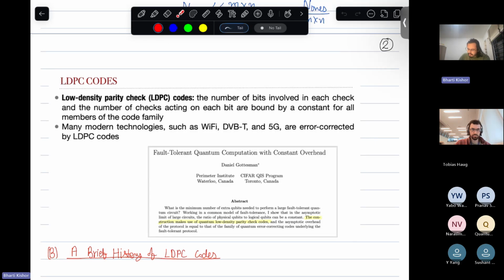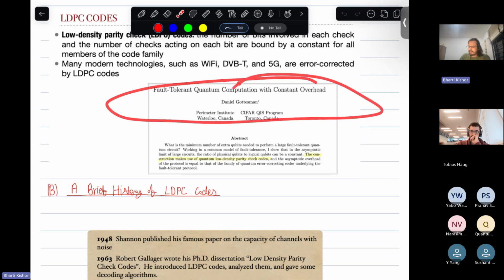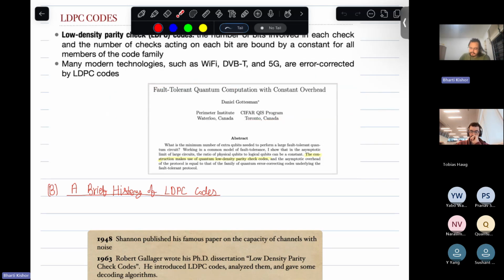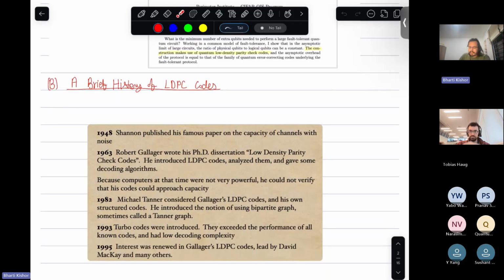Okay, so that's good. And LDPC codes have gained lots of interest in the quantum world after this very nice paper by Daniel Gottesman. I will talk about all that later. So let's first try to understand a brief history of LDPC codes.